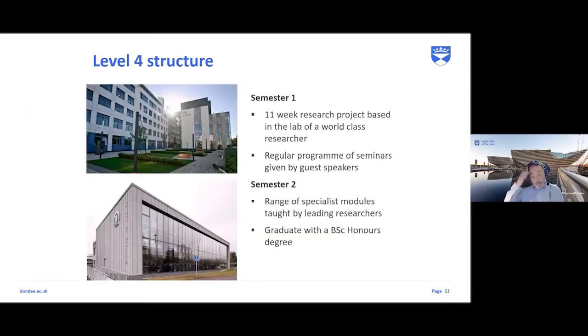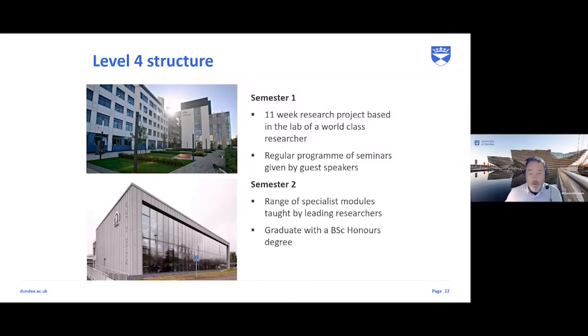So I promised a little bit more information about our fourth year. So this is the honours year. So the honours year consists of 2 semesters. And in the first semester, students have an 11-week research project. So they don't do any lectures. They just dedicate themselves for a whole semester to the research project. Many of our students choose to do a laboratory project, but we also offer data analysis projects, bioinformatics projects, science communication projects, and biobusiness projects to cater for all tastes.